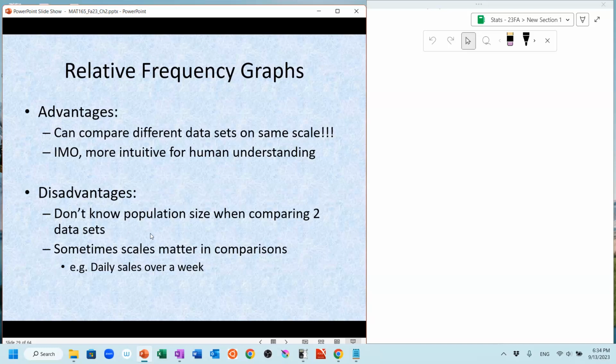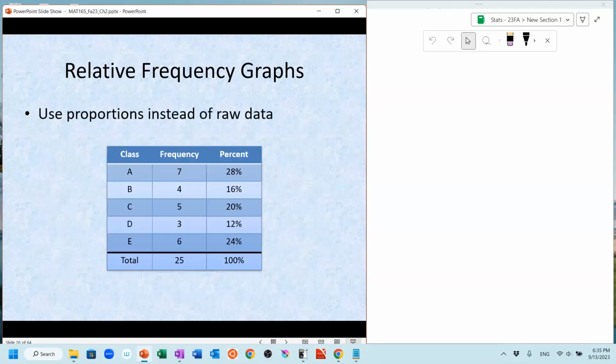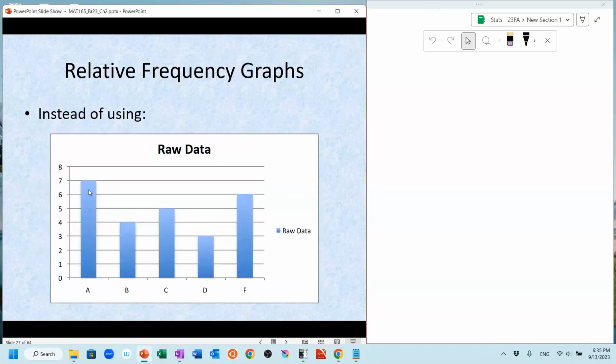The big disadvantage is we don't know the population size. If the graph is just presented like this, we don't know the population size. And again, there are some other examples in Excel where we could make a graph that looks like this, but then on top of each of the bars, have Excel overlay the actual number in each of those. So we could have 7, 4, 5, 3, 6, like a 7 on this bar, a 4 on this bar, and so on going across here. So there are options like that that can mitigate some of those disadvantages.